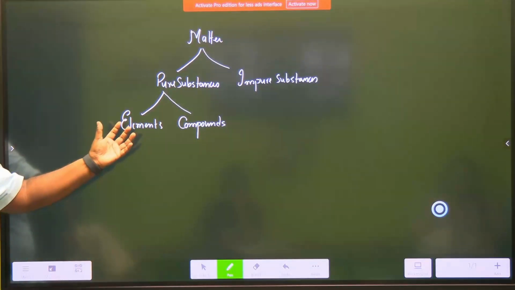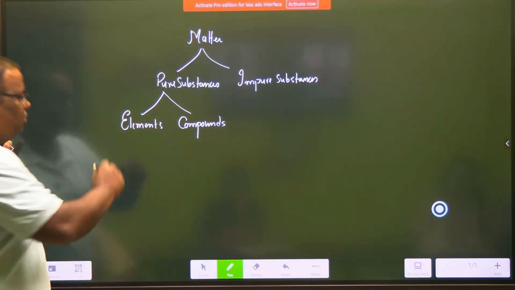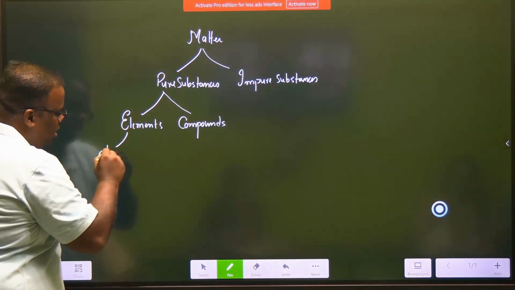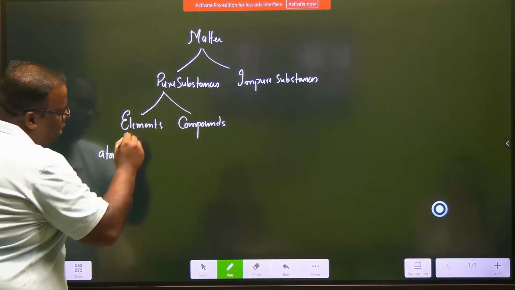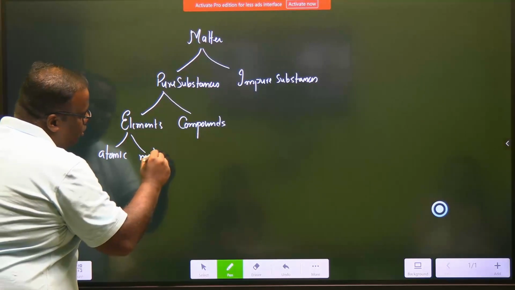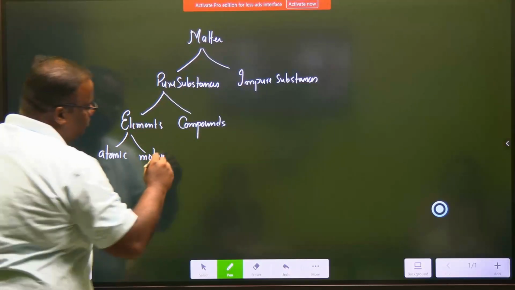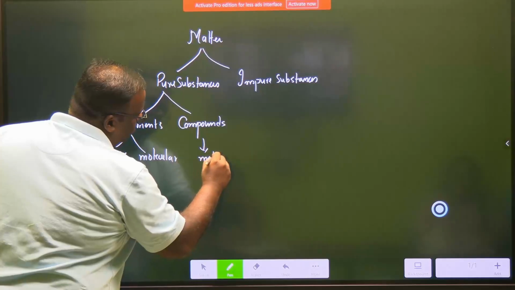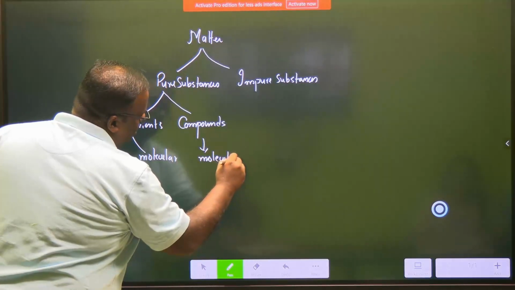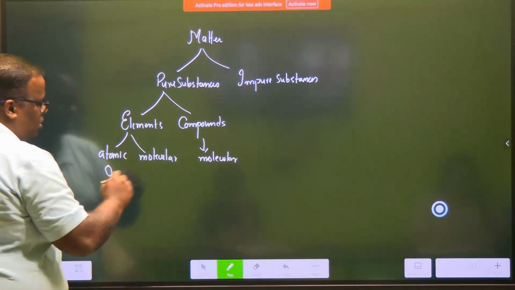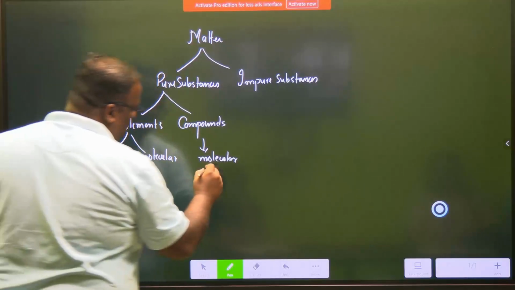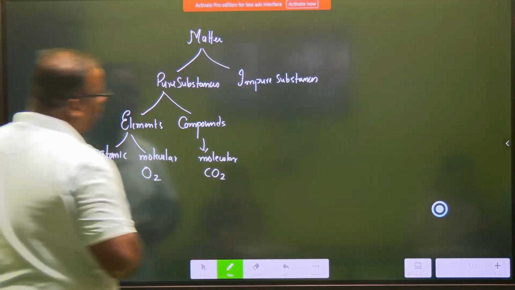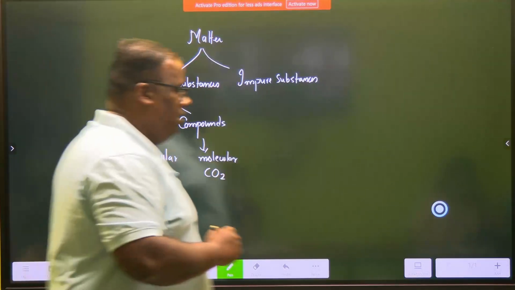Elements can be in atomic form, so I'm writing it further. Elements can be in atomic form. Elements can also be in molecular form, whereas compounds can only be in molecular form. An example would be atomic oxygen, molecular oxygen, and carbon dioxide. This is all that we had learned in our last class, right?